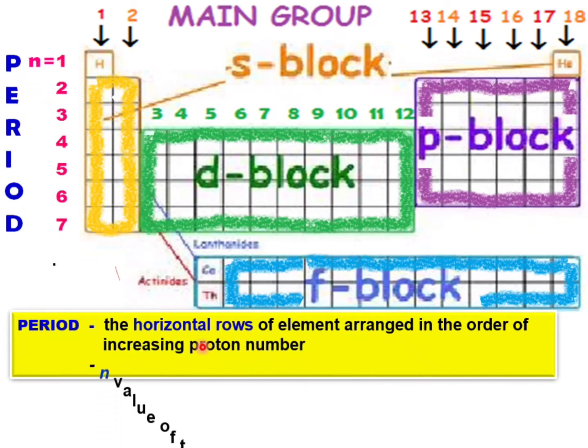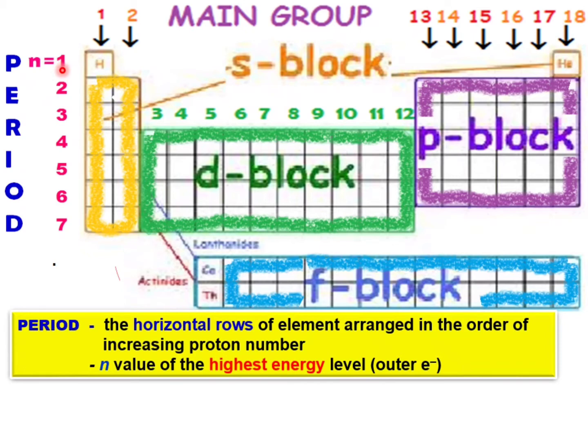So period, how to identify the period? Okay, so the period adalah horizontal row, which is we start with n equal to 1 until 7. Okay, so the n value of the highest energy level, itu adalah dia punya outermost shell ataupun dia punya outermost elektron yang berada pada shell yang paling luar. So paling banyak shell yang elemen boleh ada adalah 7 lah. Okay, but your syllabus normally kita sampai period 4 sahaja.